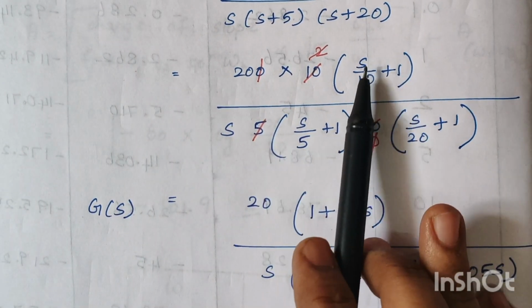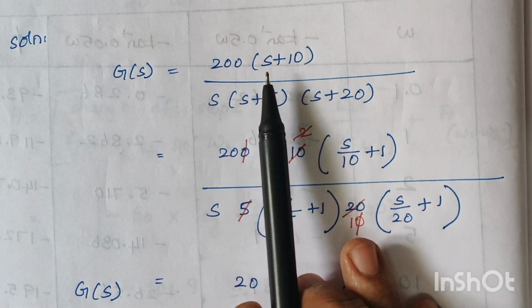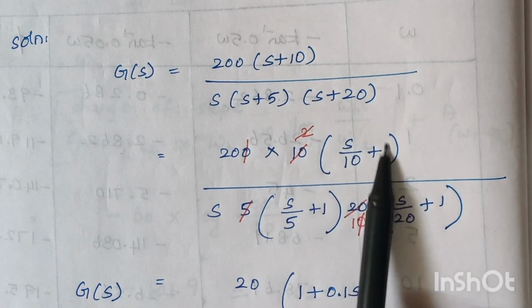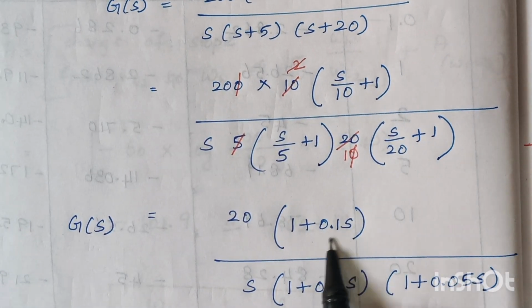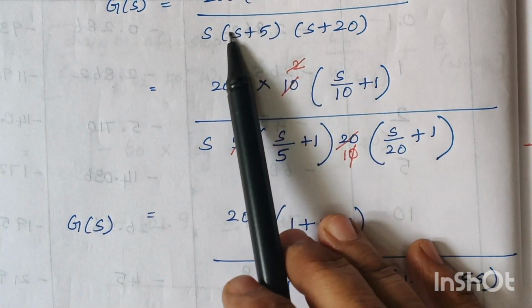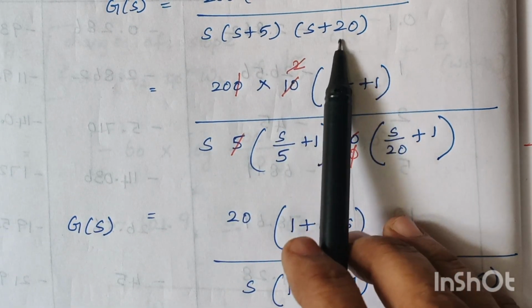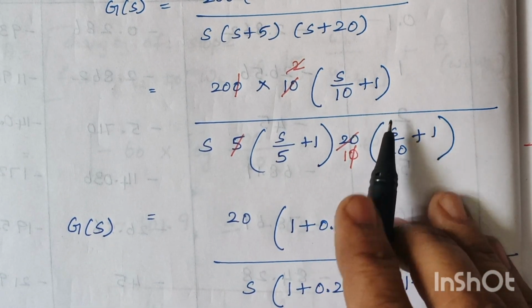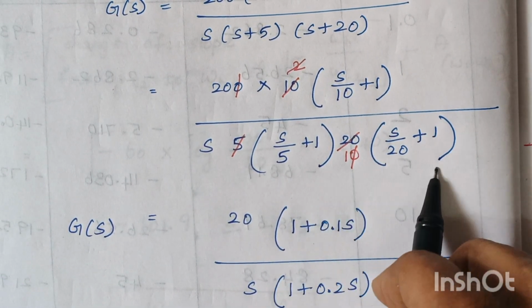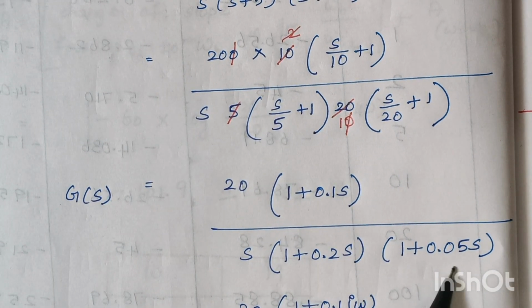So you see, when you take 10 outside, what happens? S by 10 plus 1, right? So this S by 10 can be written as 0.1 S. Similarly here, when you take 5 outside, we will have S by 5 plus 1. And again, when you take 20 outside, here you will have S by 20 plus 1. So when you solve these expressions, here we are having like this, right?